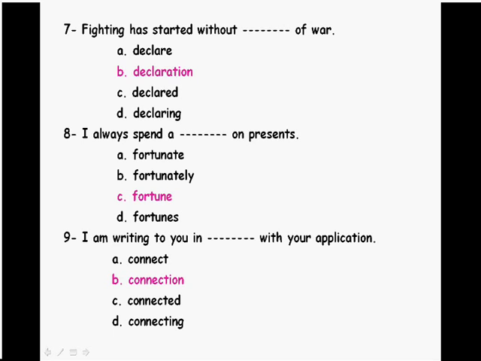So let's have a look at these sentences together. Number 7. Fighting has started without declaration of war. I always spend a fortune on presents. I am writing to you in connection with your application.